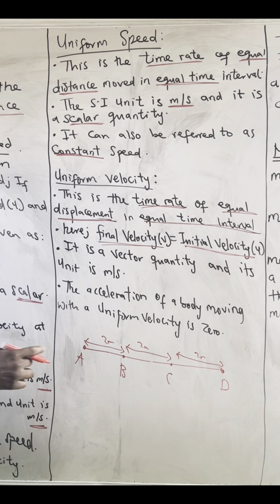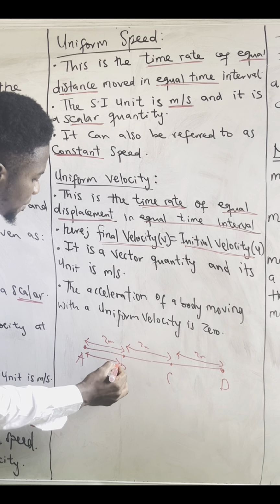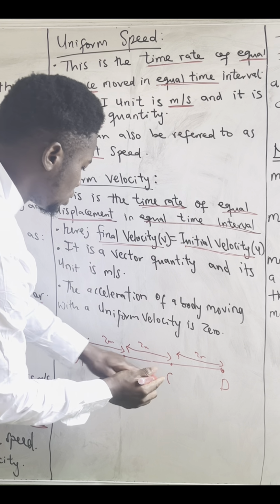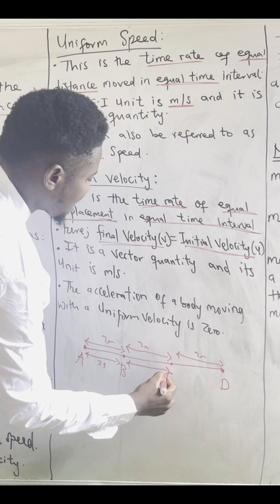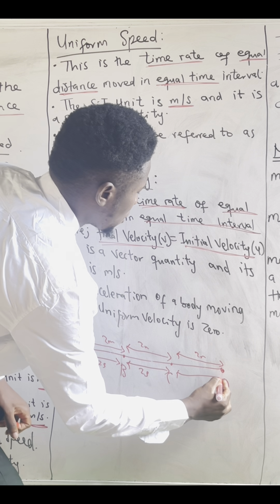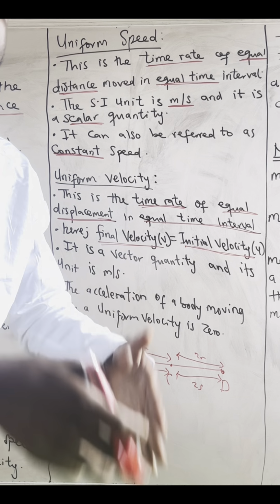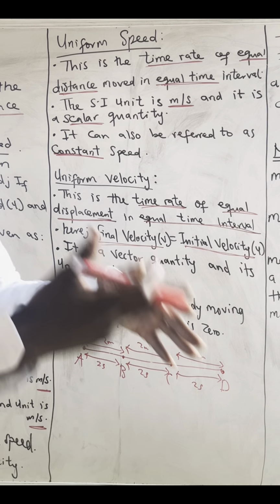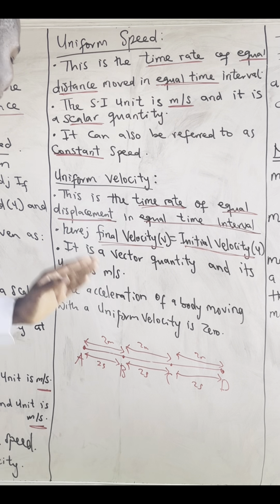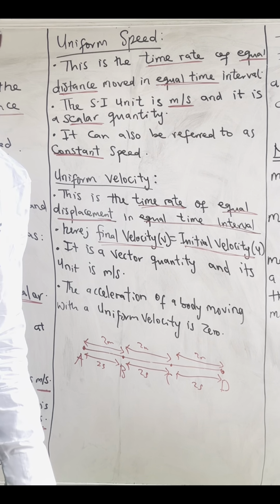Now, when you move from this point to this point, let's say you move in 2 seconds. You also move from this point to this point in another 2 seconds, and from this point to this point in another 2 seconds. This simply means that you are covering equal displacements in equal time. You're going to say that the displacement from A to B is the same as B to C, which is the same as C to D.